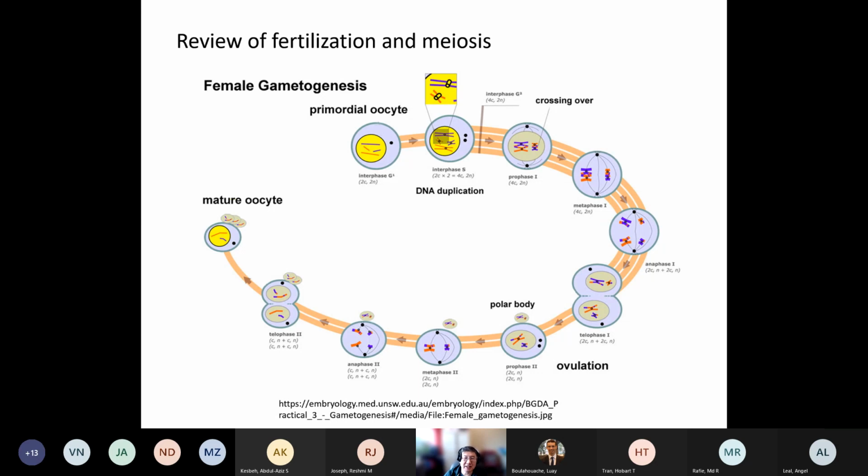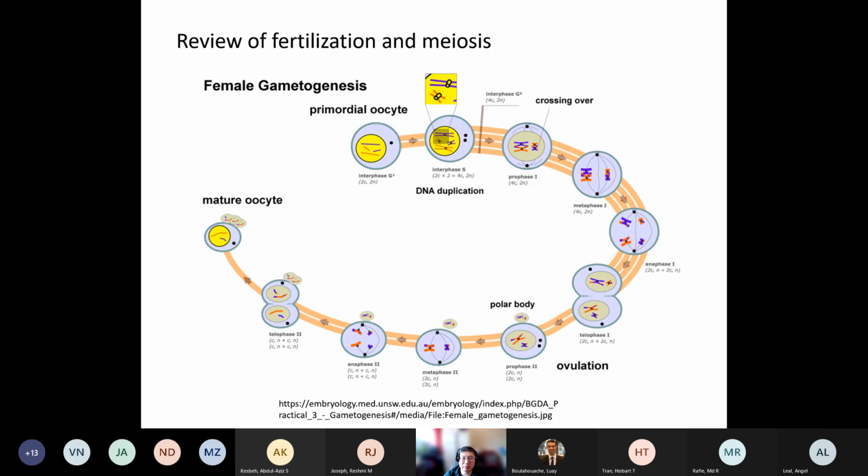So basically, at the beginning, the cell will replicate its DNA, but because the chromosomes are not separated, we call it 4C, but 2N. That's after the primordial oocyte replicates the chromosomes. So you actually have 4 copies of the chromosome, but since the chromosomes are still linked with each other, we still call it 2N. That happens in interphase, or S phase, during DNA synthesis.